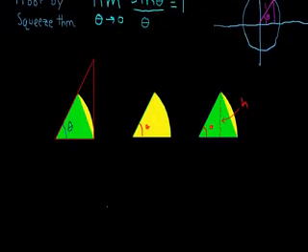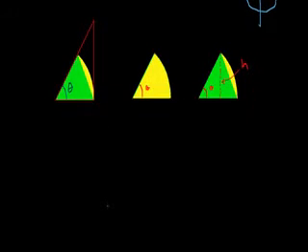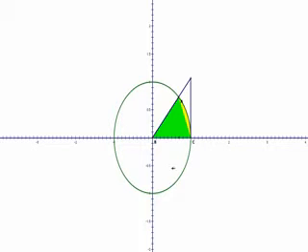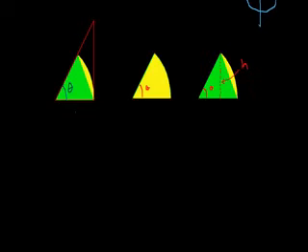How do you find the area of a triangle? The area of a triangle is simply base times height divided by 2. What is the base of my big triangle? The base of this great big triangle is going to be 1, because it's a unit circle, and this is the ordered pair (1, 0). So this length right here is 1.